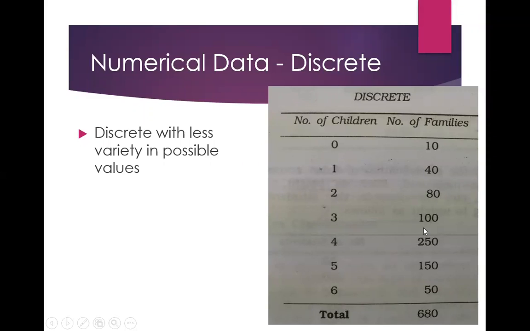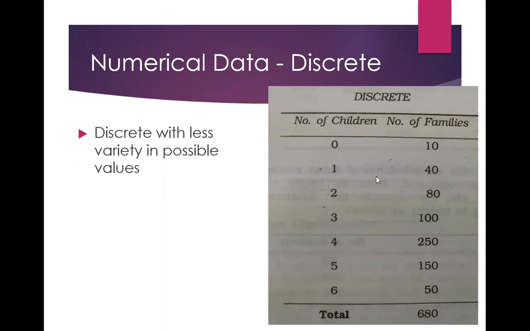For 1, there are 40 observations. So the first column is the values and the second column is frequency. This should be very clear to students, that the second column is frequency. The value 2 is observed 80 times in your study, so the frequency is 80. This kind of classification table is possible when variety is less.